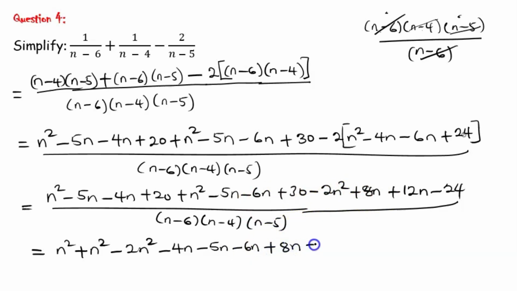I can also see positive 12n. All right, so this is how to collect like terms. Then let's look at the constants now. I can see positive 20. I can see positive 30. I can also see negative 24. All right, so be sure you do not leave anyone behind.